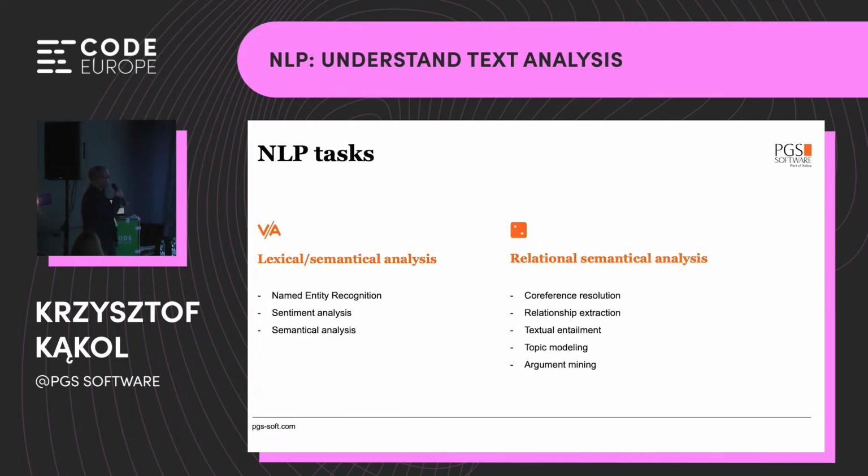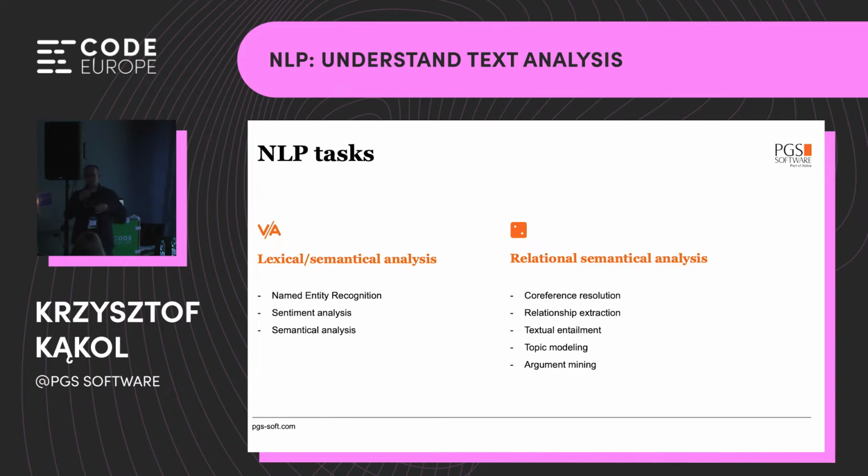Then you have something a layer up. So you have lexical and semantic analysis. First of all, you can find named entities: countries, states, brands, organizations' names, different things that are named entities, or like your name. You also have something that is very popular, which is sentiment analysis. I will cover that later in detail.